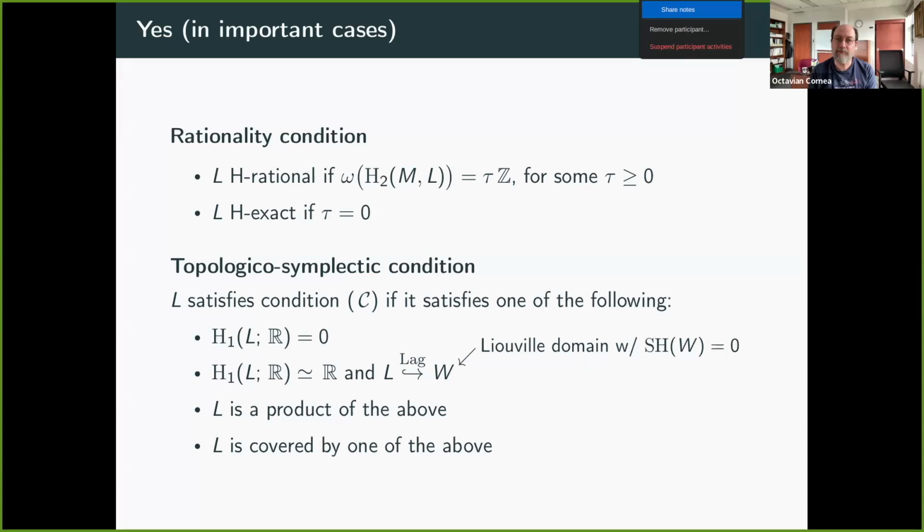There are lots in condition C, but they are usually not displaceable, right? If you take a surface of higher genus, that's topologically not displaceable. Exactly. That's not really interesting.